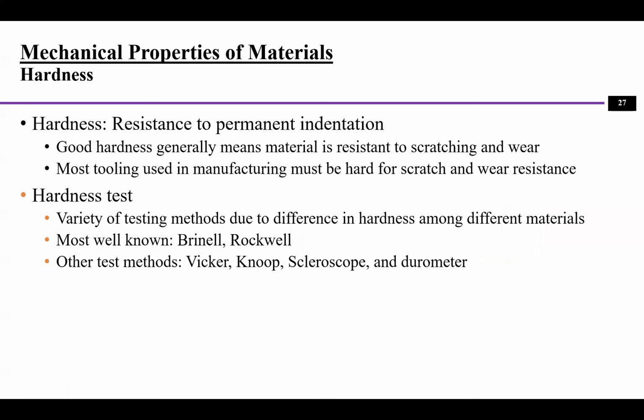Another type of property is hardness. Hardness means resistance to permanent indentation. This is something we need to be very clear about. In material science or material engineering, hardness is really defined as resistance to permanent indentation. It does not talk about how hard the part is, right? Typically, when we say how hard the part is, that's probably talking about stiffness or strength.